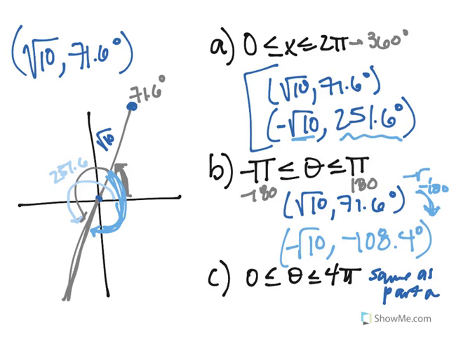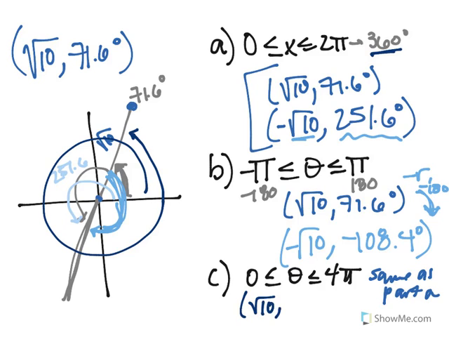Now, since I'm going to be bigger than my 2 pi, bigger than what I'm used to, I'm going to go all the way around and then to my original angle. So I'm going to now do that 360 plus my angle. I told you we couldn't do that before, but that's because I had to have my numbers less than 360. Now they just have to be less than 4 pi, which is much bigger than that, so I'm allowed to do that. So one point that works is root 10, and then 71.6 plus 360, which is 431.6 degrees.